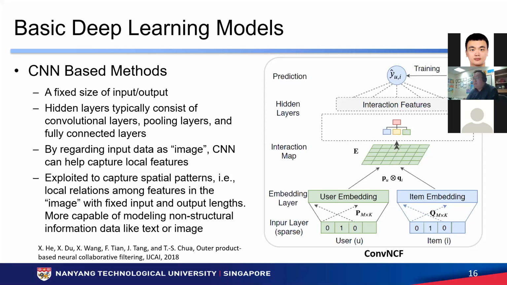And this CNN-based method, right? It has convolutional layers and pooling layers and also fully connected layers. And it actually considers the input data as an image, and then captures the local features. So the nice thing about this CNN-based method is that it is capable of modeling this non-structured information, like text and textual information or images, and then you can capture the spatial patterns and the local relations between features in the image. So this is the nice thing about the CNN-based method.